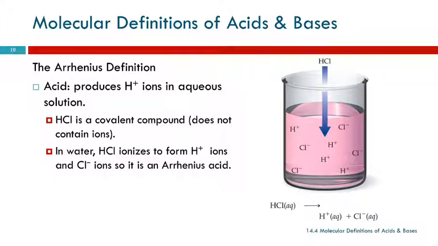We learned how to name and classify some compounds as acids, and all of those fall into this definition of Arrhenius acid, such as HCl. So it starts with H, right? This is a covalent compound. It does not contain ions. It's two nonmetals. It's a covalent compound. We name it as an acid. But when you put this into water, it ionizes. It forms ions. It forms hydrogen ions and chloride ions. Because it forms hydrogen ions, it's an Arrhenius acid.